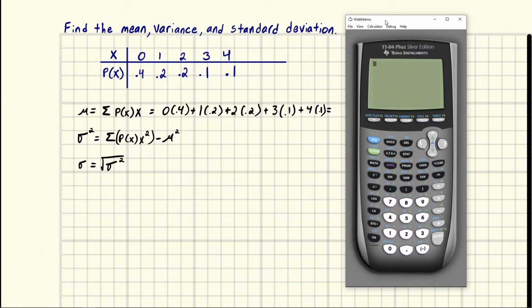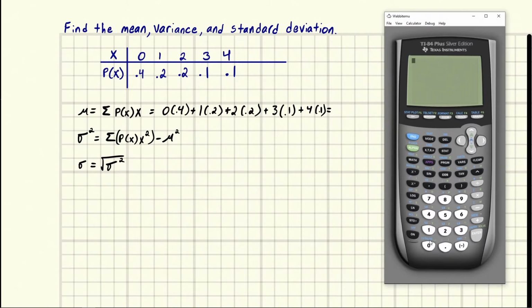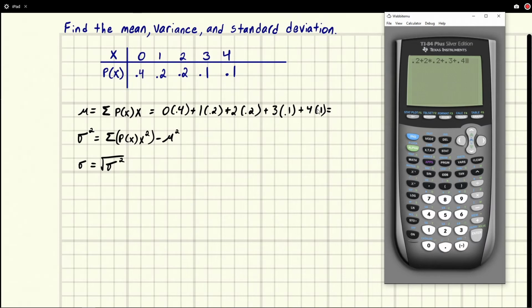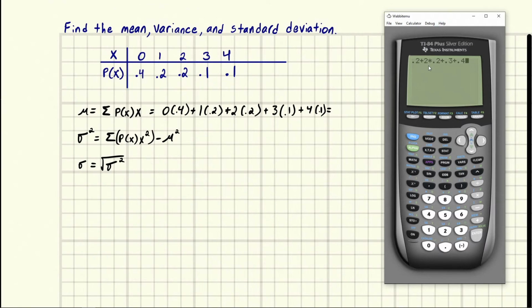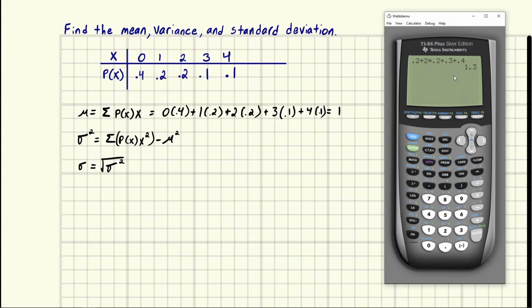So let's go ahead and do this. 0 times 0.4 is 0, so we don't need to put that one in. 1 times 0.2 is 0.2, plus 2 times 0.2, plus 3 times 0.1 is 0.3, plus 0.4, because 4 times 0.1 is 0.4. It'll do the multiplication first, so we don't need to worry about order of operations here. It'll all happen in the right order. We do it, and we get 1.3 as our mean.